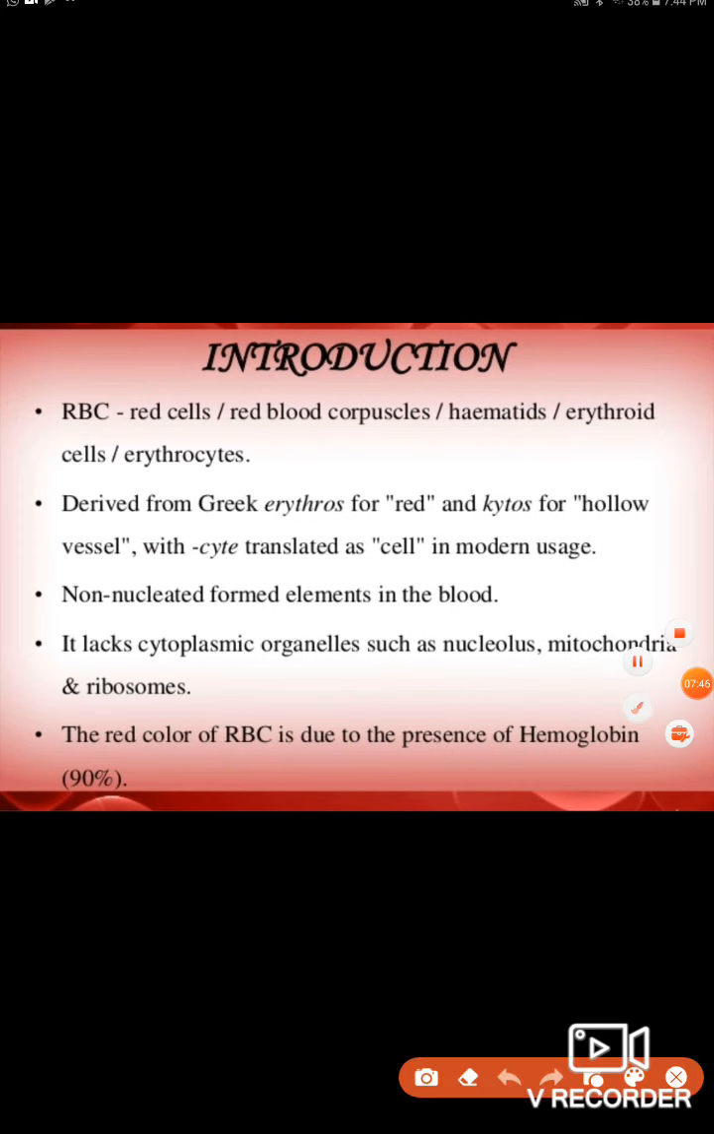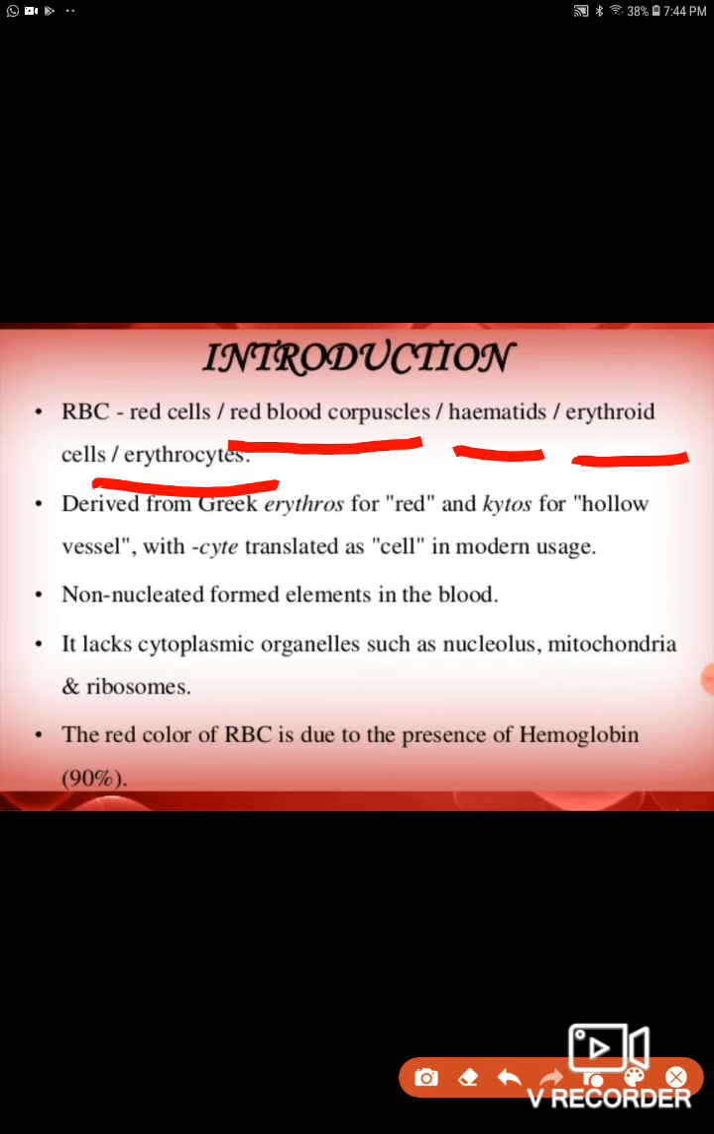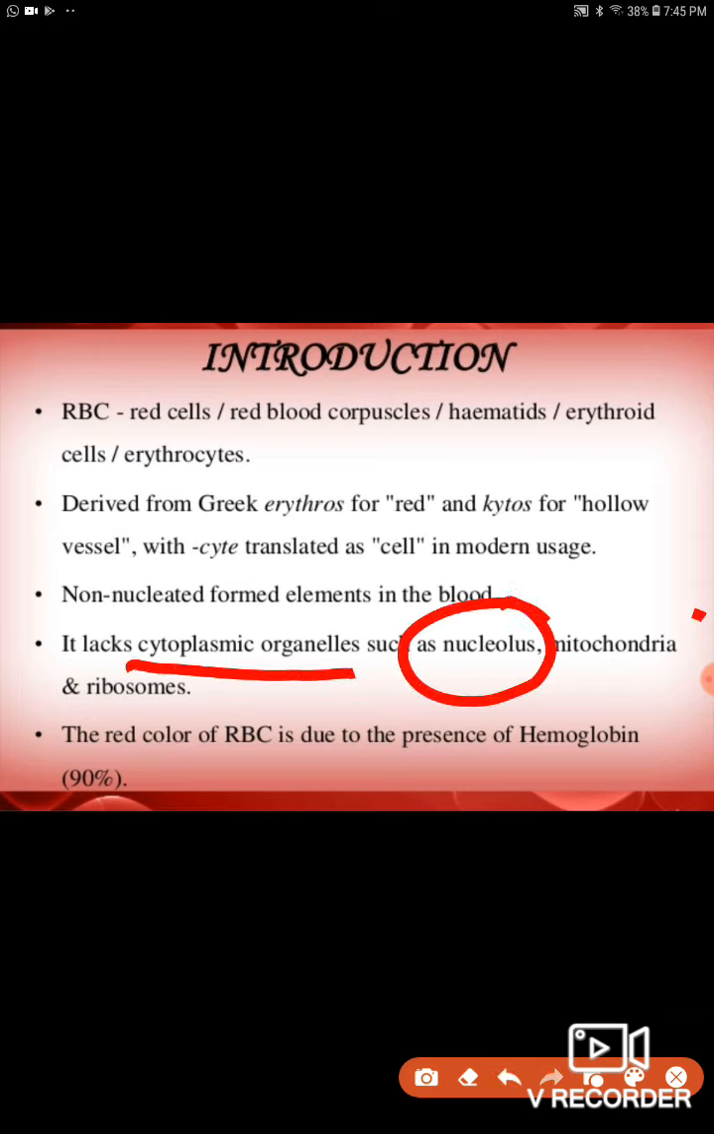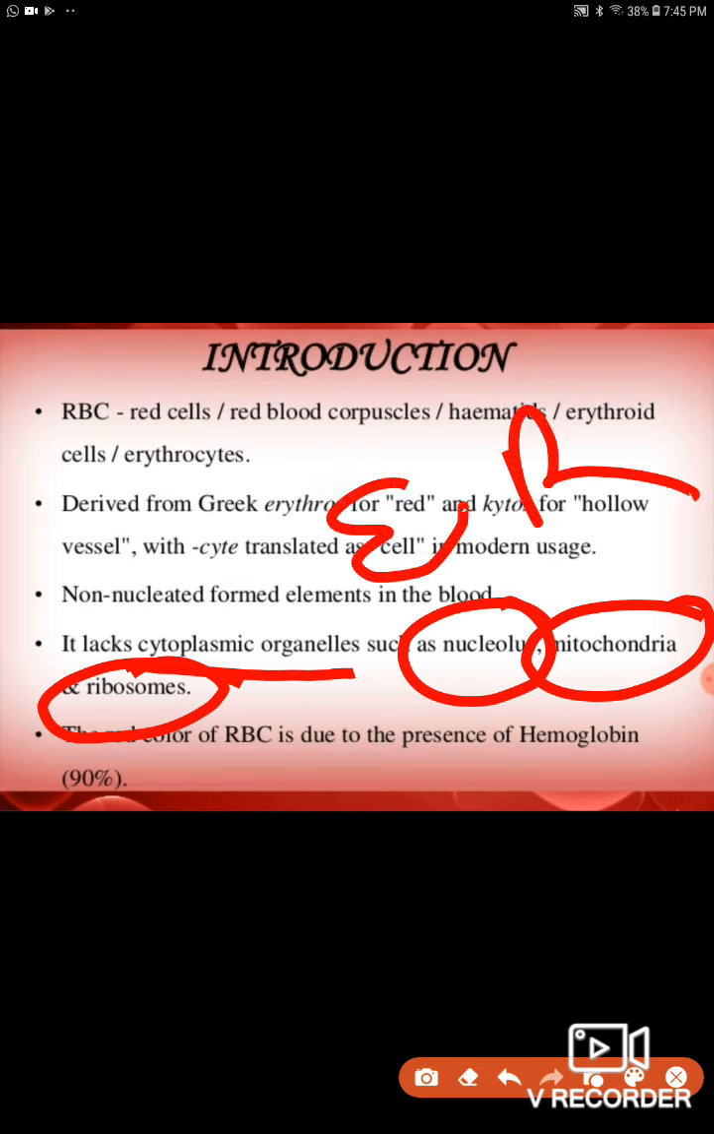First, RBC. As you know, it is also called red blood corpuscles, or the hematid, or the erythroid, or the erythrocytes. Why was it named like that? Because they have hemoglobin and they are red in color. They are non-nucleated. They don't have any nucleus. They lack many cytoplasmic organelles like nucleolus, mitochondria and ribosomes. Okay. Afterward we will study in detail why they don't have these, and endoplasmic reticulum also. They lack these things.